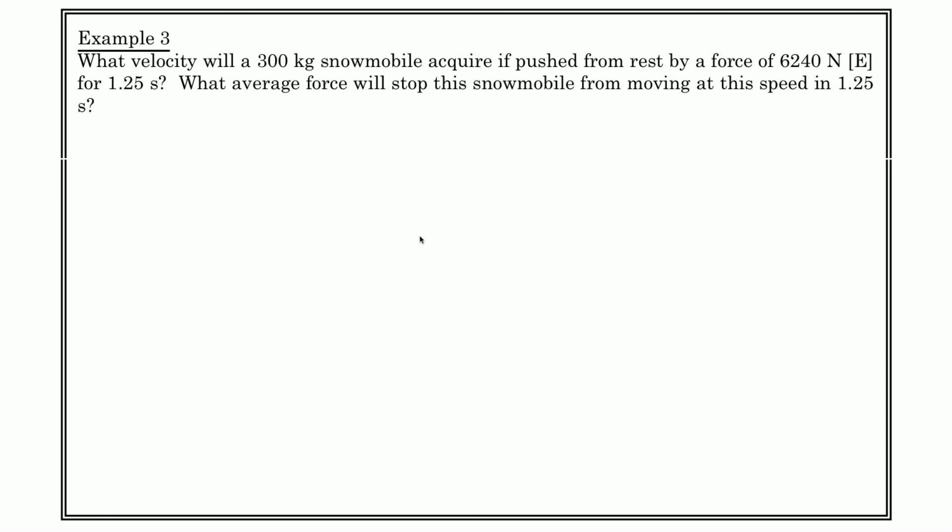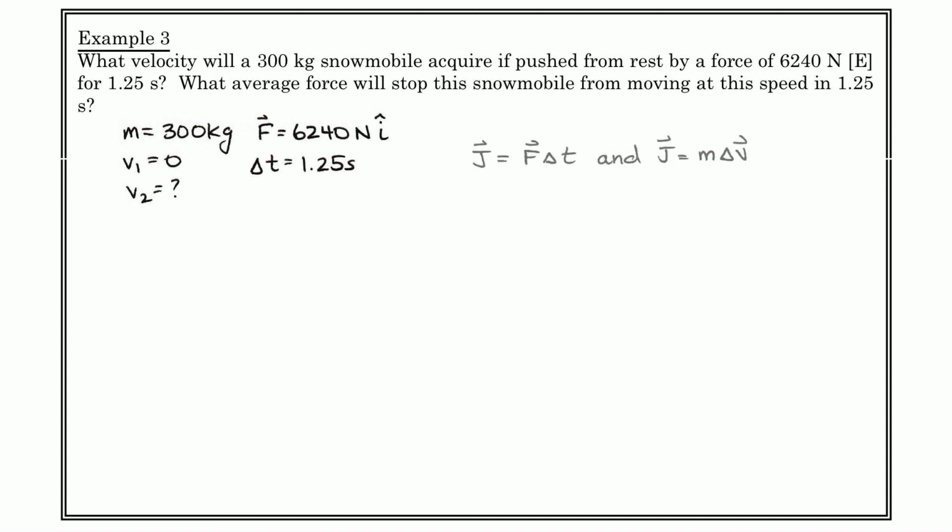So here's another example. What velocity will a 300 kilogram snowmobile acquire if it's pushed from rest by a force of 6,240 newtons east for 1.2 seconds? And then what average force will stop this snowmobile from moving at this speed in 1.25 seconds? All right. So here we've got mass, we've got a force that's acting over a certain time. We know that v1 is 0 because we're pushing it from rest, and we're trying to find v2.